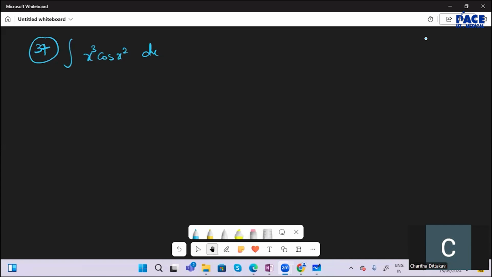Okay, so now how to go about question number 37, that is integral of x cube cos x square dx. Think about this. What did I say? Let us consider x square equal to t, right? So obviously 2x dx equal to dt. Observe x dx. So from here, x dx is 1 by 2 dt.